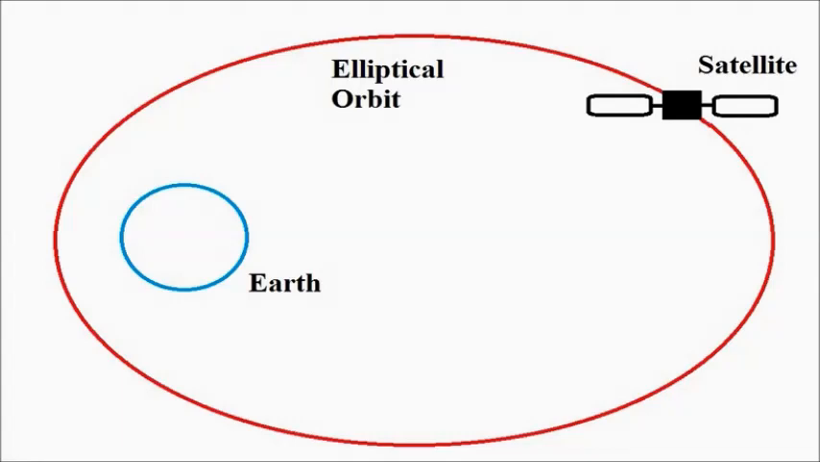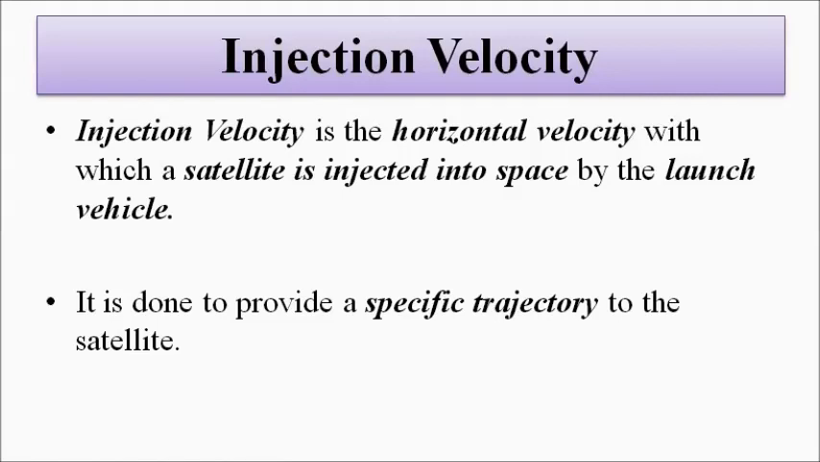So now comes the main topic, which is injection velocity or launch velocity. Injection velocity is the horizontal velocity with which a satellite is launched into space, injected into space by the launch vehicle, the carrier vehicle. It is done to provide a specific path, trajectory to the satellite. The launch vehicle follows a particular trajectory, launches the satellite into space, giving it some amount of velocity, and that velocity determines what will be the nature of the orbital path. The amount of this injection velocity has most of the effect on the satellite orbital path.